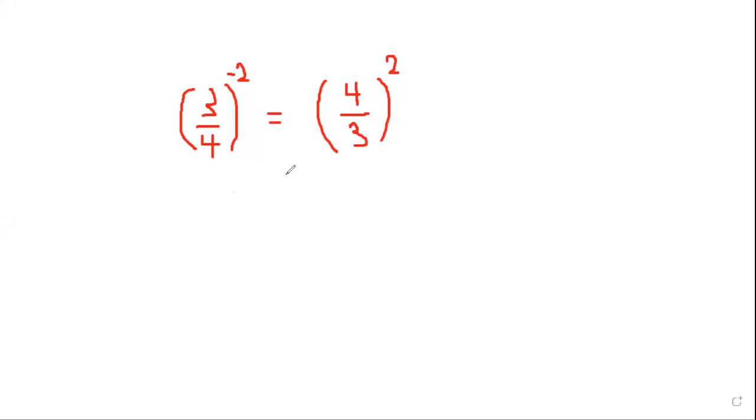But let me give you another question. a to the power of -2, all to the power of -3, times a to the power of 5, all to the power of 2. How can we simplify this? What is the first step?